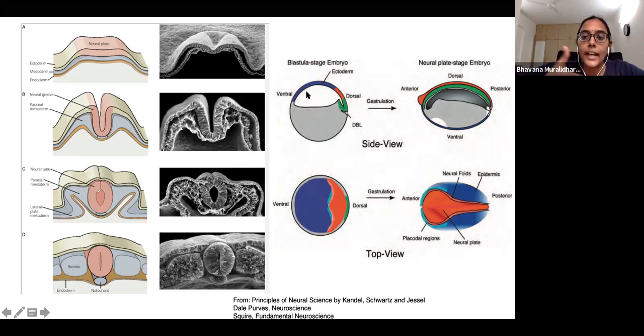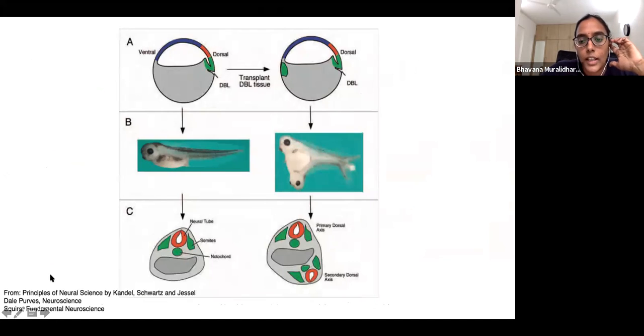So if you would see the entire embryo from the side, what you would see is that this ectoderm here goes on to form the top. The red here is your neural cells, the neural tube, and this is the top view. As you can see, as gastrulation finishes and neurulation begins, this is the tube which is going to fold into itself, right?